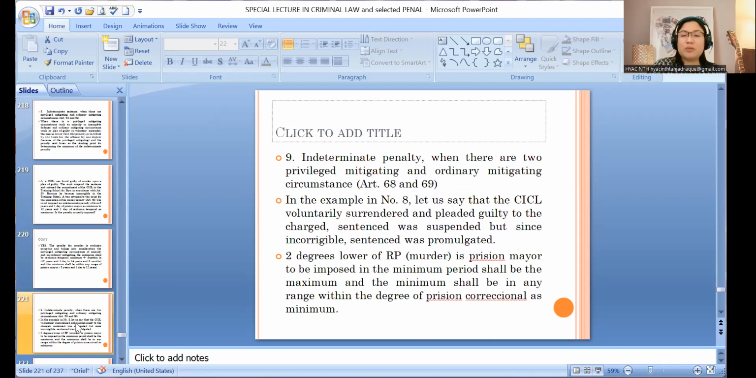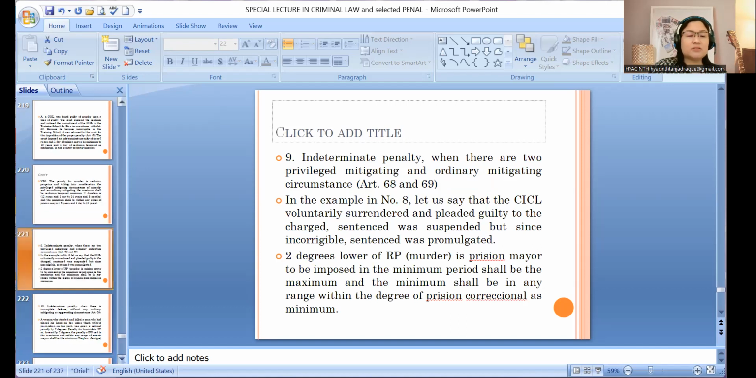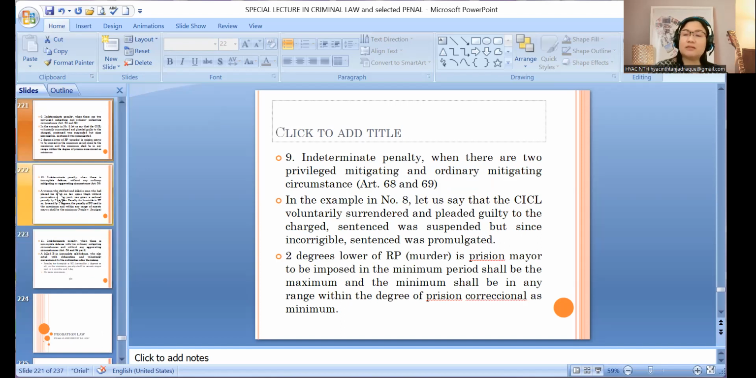How do we apply the indeterminate penalty when there are two privileged mitigating and ordinary mitigating circumstances? To further illustrate, let us say that there are two privileged mitigating circumstances: minority, voluntary surrender and pleaded guilty, with zero aggravating. After the suspension of sentence, because he was incorrigible, the sentence was promulgated. So what would now be the penalty to be imposed upon the CICL, plus the presence of the two ordinary mitigating, zero aggravating, meaning to say there are two privileged mitigating?